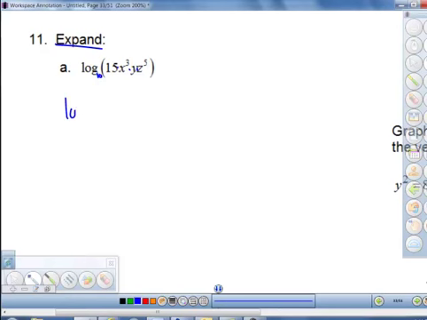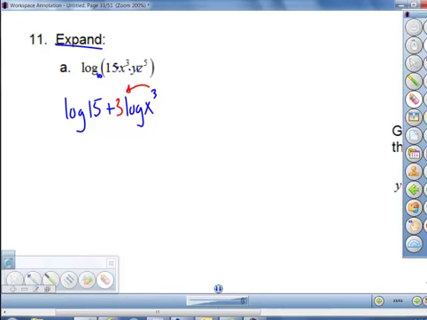So let's start it off. Log with the base 10, you don't have to write it though, 15. So that's going to be my first term. Since I've got a multiplication, do I put a plus, minus, what do I put here? Plus, good. So plus, and then I'm going to write log x cubed. But then, do you guys remember that's not simplified, that's not expanded all the way. How can I expand this? Yeah, good. We take this and move it to the front. Okay. So I really don't need that 3 there.